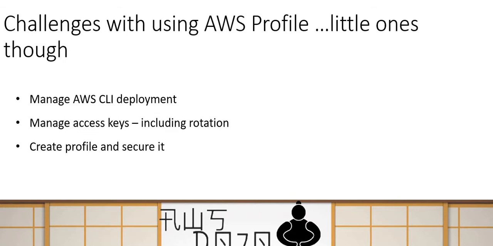If you are using an AWS profile, then there are certain challenges involved. Not a big challenge, but there are certain things you have to manage. First of all, you need to have one machine where you can actually run this CLI command. So you have to deploy CLI on that machine. And CLIs go through their own version changes. You have to upgrade to the latest version.